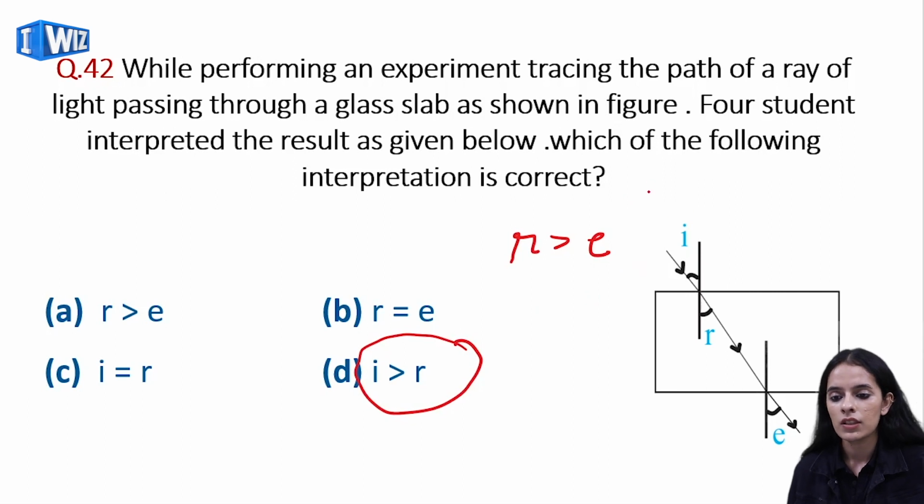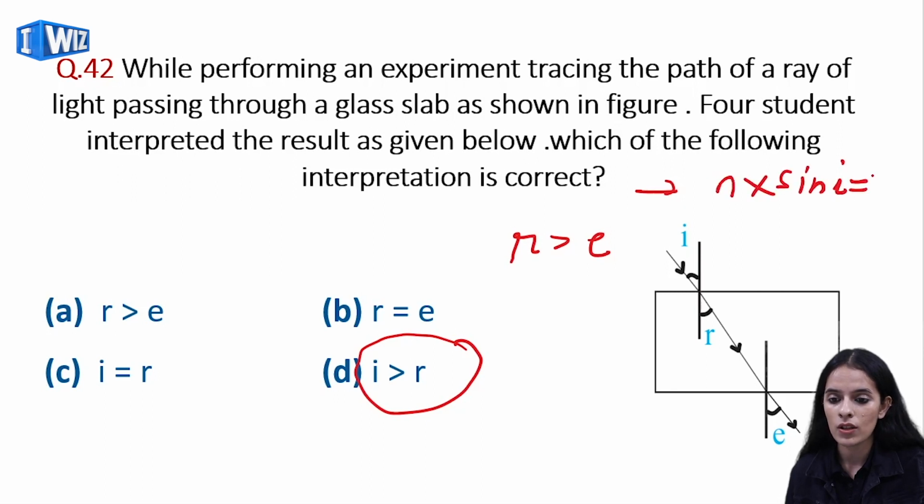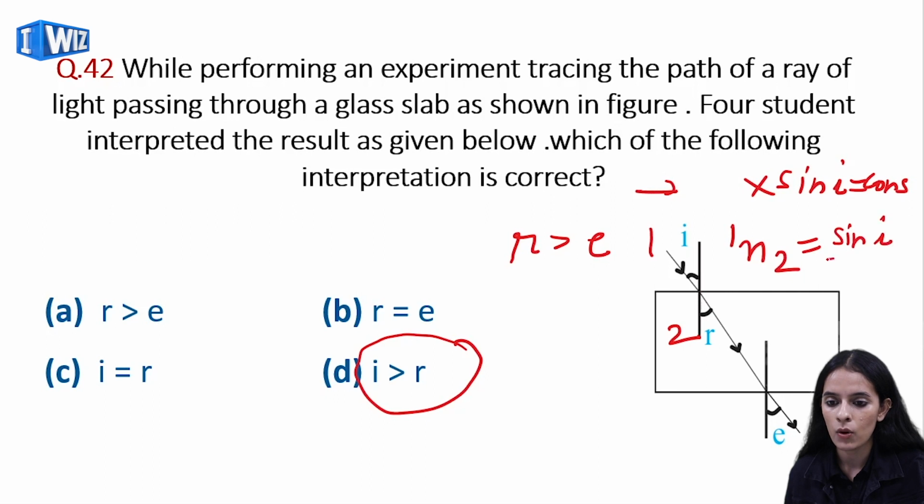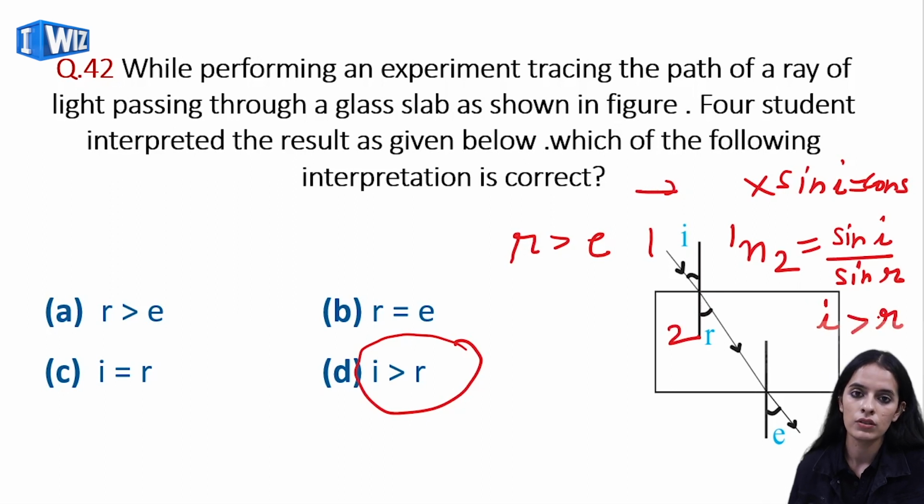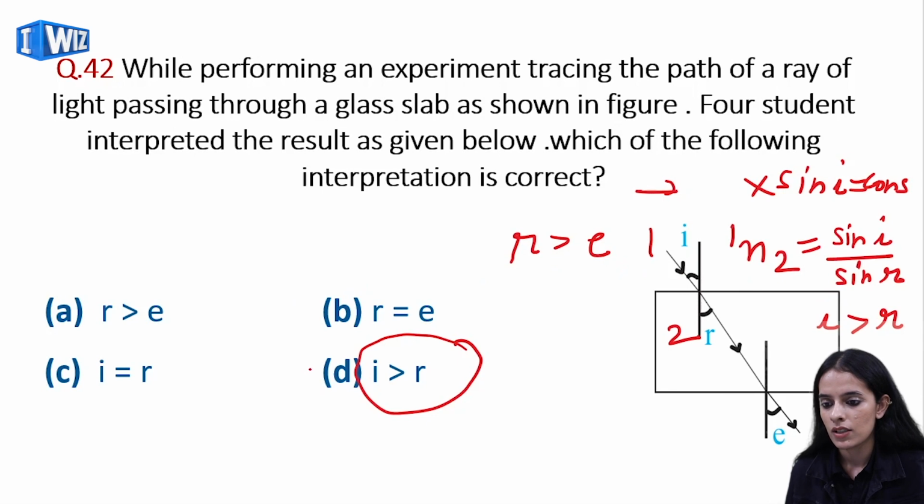You can also relate it with the third law of refraction. And what was that? N into sine I is constant. So whenever, let's say, light is going from one medium to another, then we have to take it like this: sine of I upon sine of R. And when it goes from rarer medium to denser medium, then angle of incidence is always greater than angle of refraction. Keep this thing in your mind. So what is the right option?